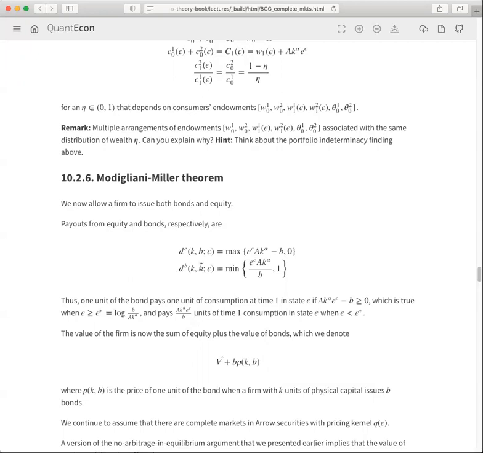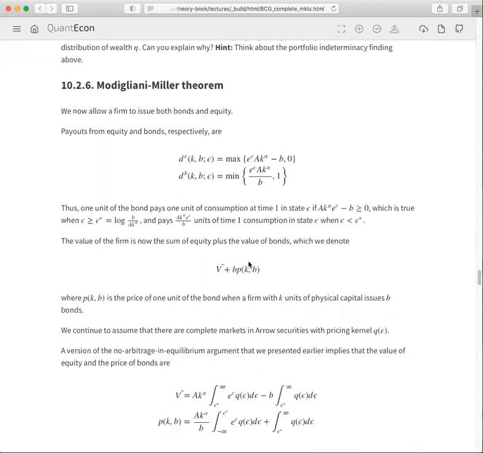So these are the payouts from holding 1 unit of the bond that promises to pay B. It ends up only paying B if the firm is not bankrupt. If the firm is bankrupt, then you just get a share of the earnings.